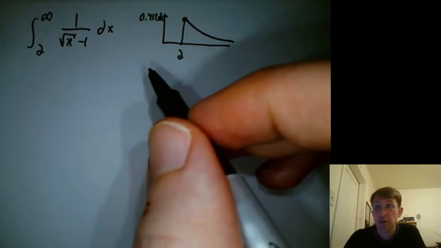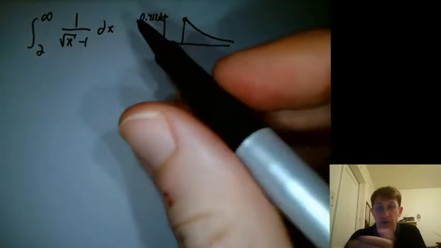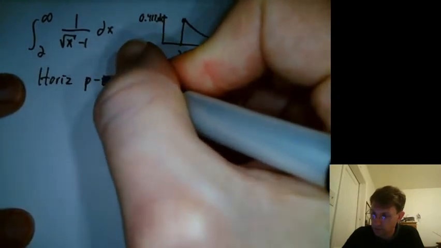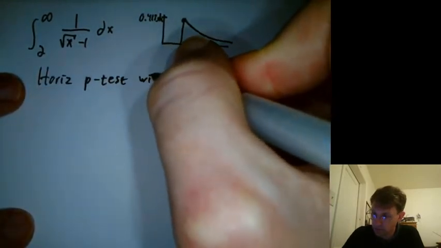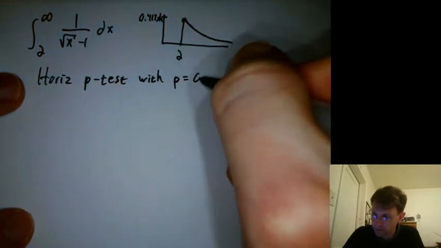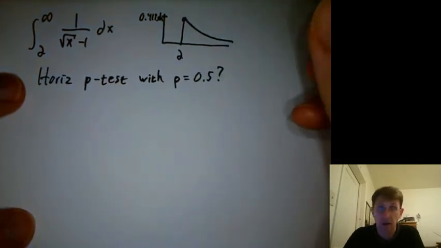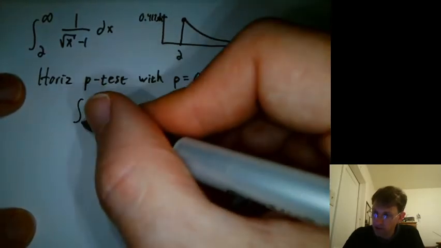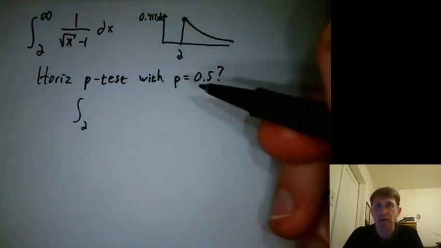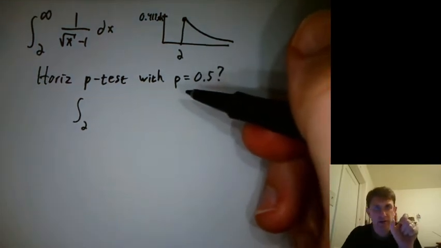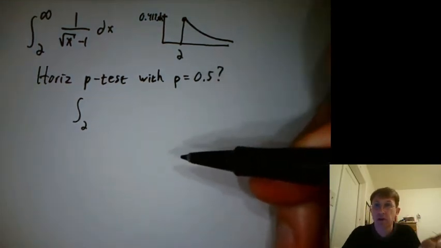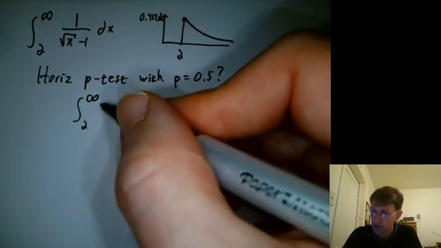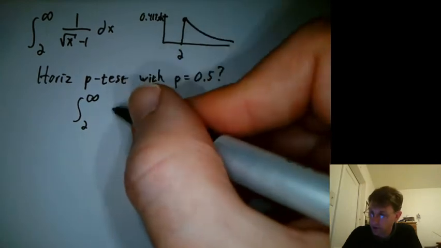Can we use a horizontal p-test with p equals 0.5 maybe? Well, the p-test usually starts at 1, but if you start at 2, you just cut off a finite chunk of area. It's not going to affect whether the overall integral is infinity or not, because we're dealing with stuff away from the vertical asymptote.